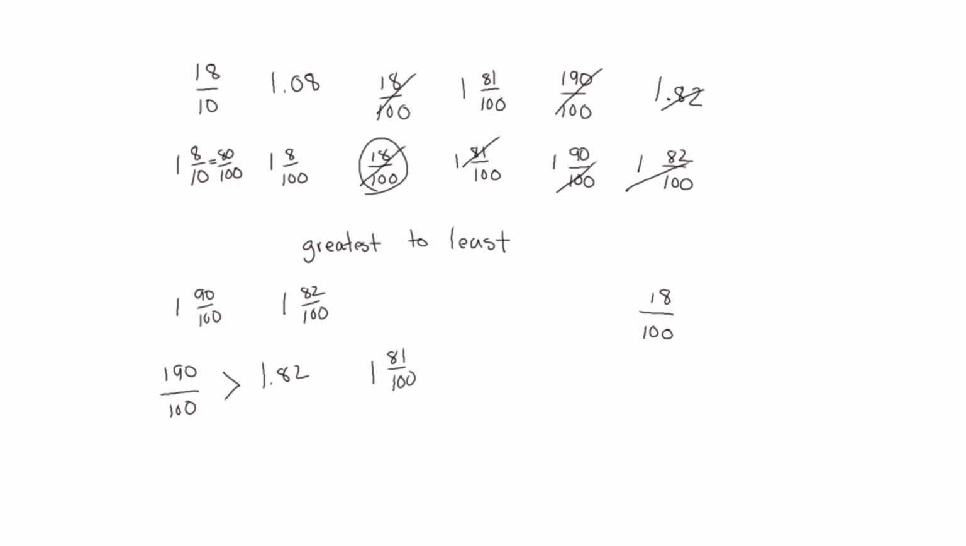So we've used that one, and it's in original form. Then we have 80 hundredths, which was originally 1 and 8 tenths. So we've used that one. And then we have 1 and 8 hundredths.